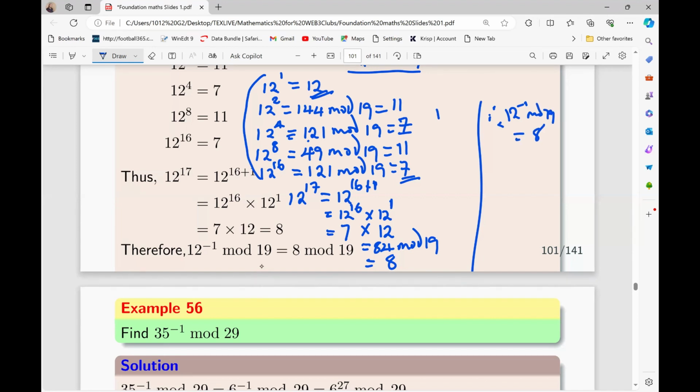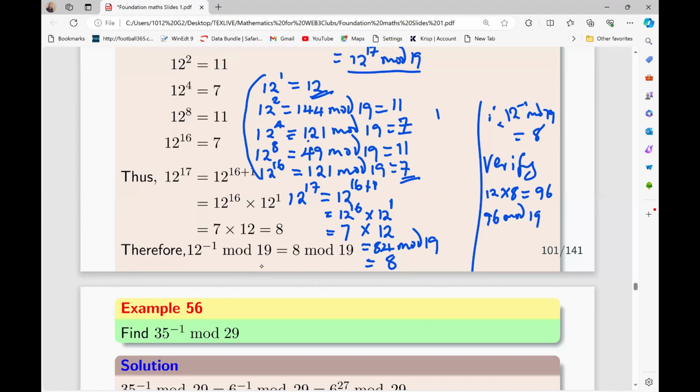And as I said, you can verify by just multiplying 12 by 8 and getting 96. And what is 96 mod 19? Let's see. 96 divided by 19 goes 5 times, and the remainder is 1. So we have verified that.